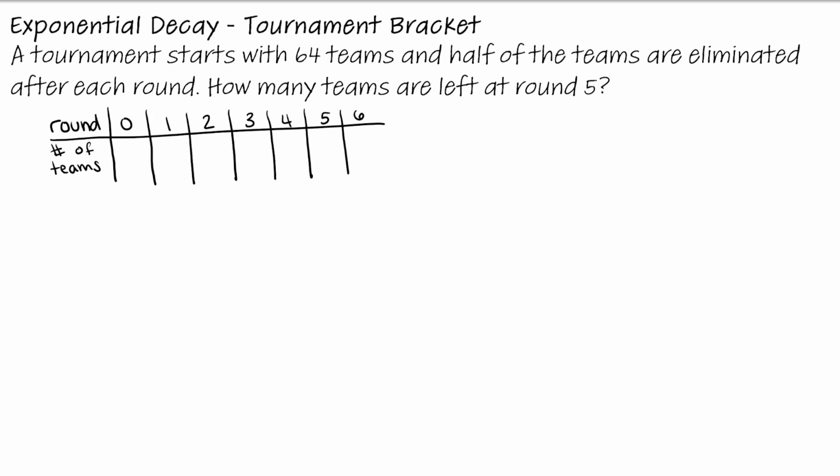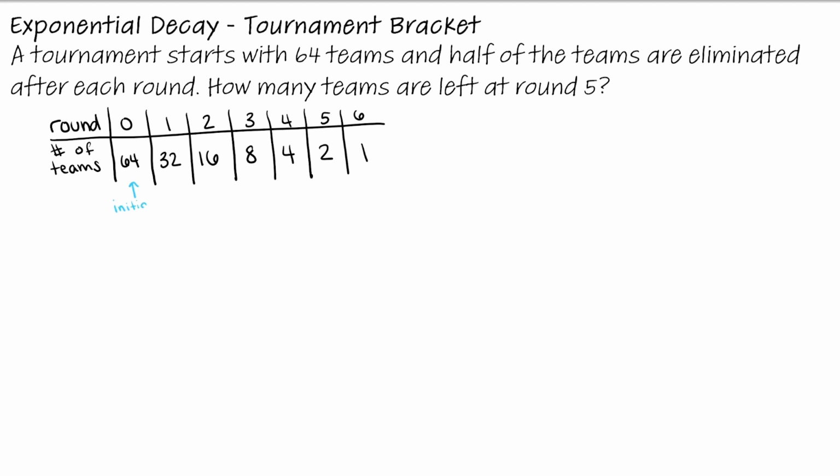In our initial round, or round 0, we start with 64 teams. After the first round, half of the teams are eliminated. So now we have 32 teams, 64 divided by 2. In the next round, half the teams are eliminated and we have 16. Round 3, we have 8. Round 4, we have 4 teams left. Round 5, 2. And in the last round, which is round 6, we're left with 1 team, which would be the winner in this case.